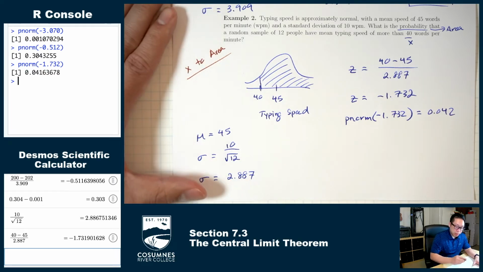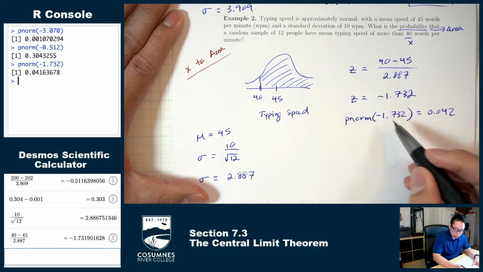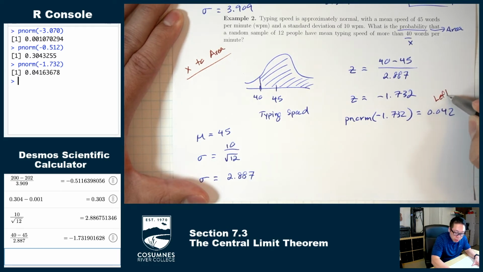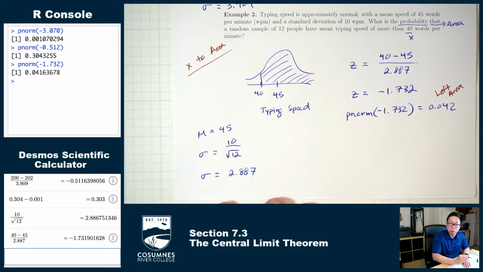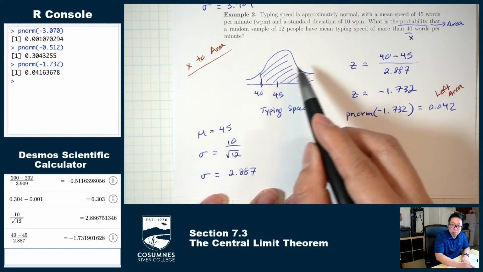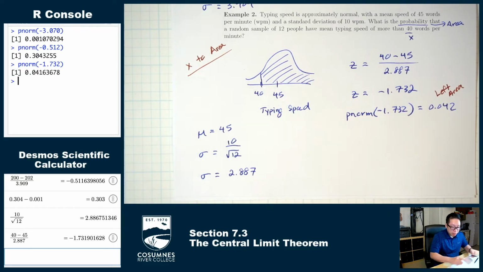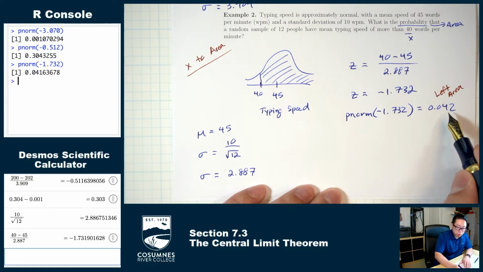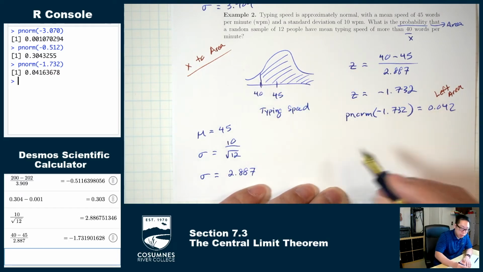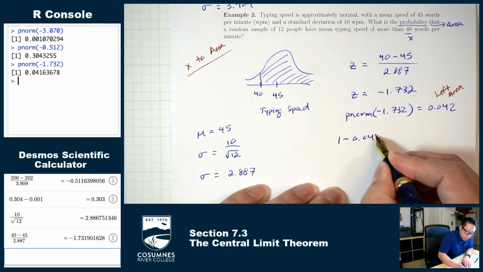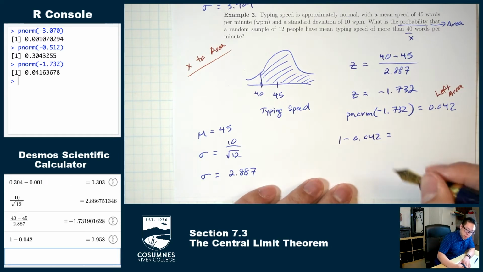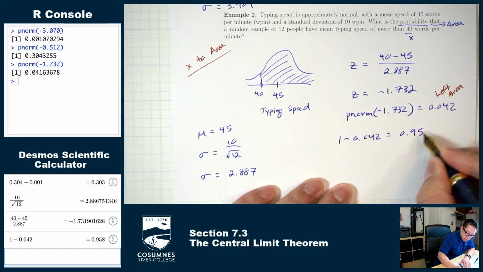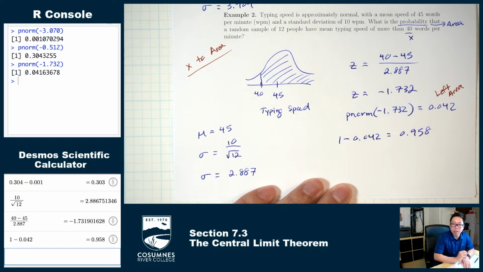And the reason why this is wrong is, remember, the way p-norm works is you feed it a z, it always spits out the left area. If you're looking for a left area, then that's your answer, but that's not what we're looking for. I want the area to the right. So to get the right area, you have to do a 1 minus, because this 0.042 is this unshaded part. To get the other side, you do 1 minus. So our final answer, 1 minus 0.042, is 0.958. Okay, 95.8%, that's more likely.